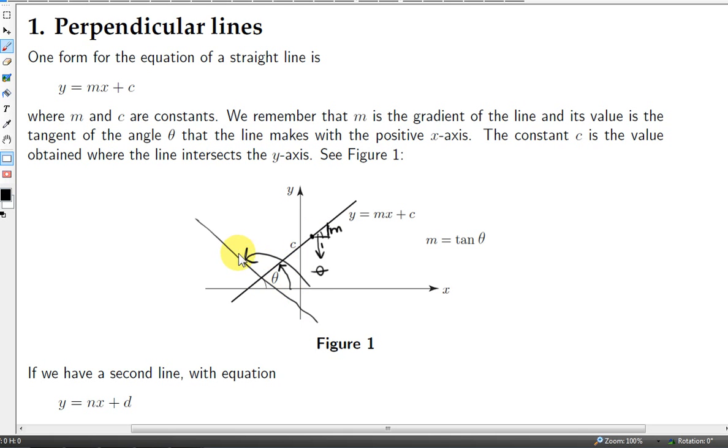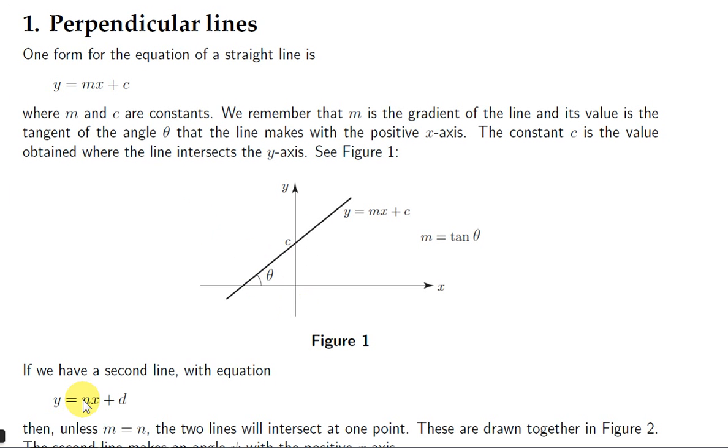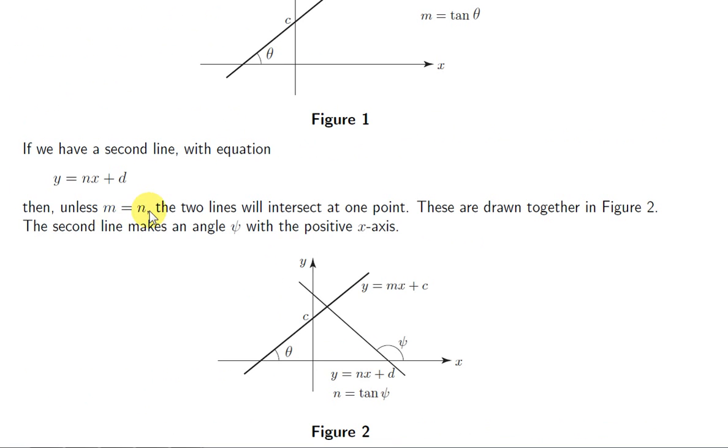In this case the tan of theta will actually be negative, so we will indeed get a negative slope, a negative value of m for this line. Now suppose we have a second line, y equals nx plus d, so all lines have this form, an x term and a constant. If m is equal to n, then the slopes are the same, which means the two lines will be parallel. We are assuming the slopes are different, so the lines are not parallel, which means they will intersect at one point.